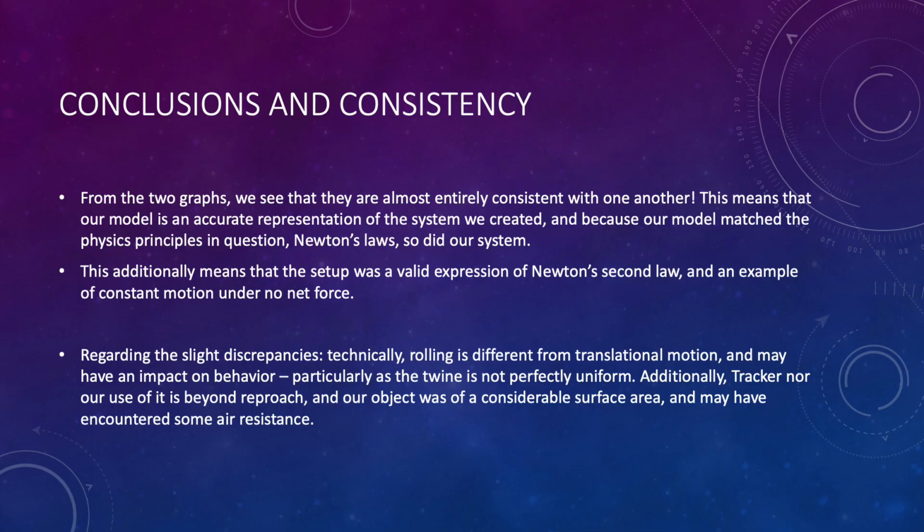Because the models matched so well and our computational model was built entirely upon the physics principles and Newton's laws, our system and our experimental design also matched that. So we did succeed in producing constant motion under no net force. Regarding the discrepancies in the data that we saw, technically, rolling is different from translational motion. And additionally, more importantly, the Tracker software and our use of it is not perfect. So any discrepancies might have arisen through that.